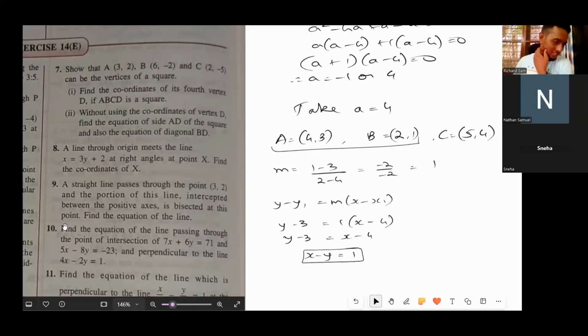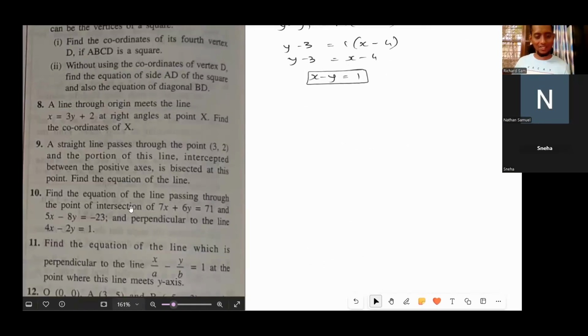Okay, did anyone understand this question? 10. Find the equation of a line passing through the point of intersection and perpendicular to this line. So totally how many lines are there? There's 4 lines. Did you see that? Okay, look. They have given 3 equations. We'll call it equation 1, equation 2, equation 3. The question is find the equation of a fourth line.